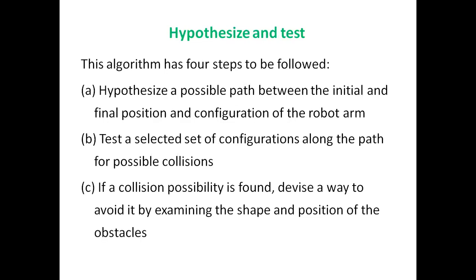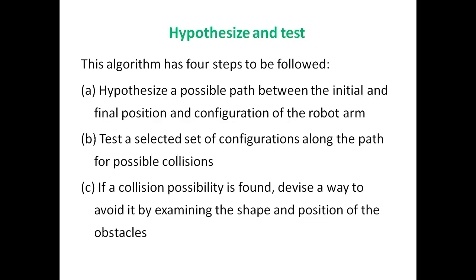Hypothesis and test, we'll have four steps. First, we have to find out the possible path between the initial and final position and configuration of the robot. Second, it has to test a selected set of configurations along the path for possible collision.